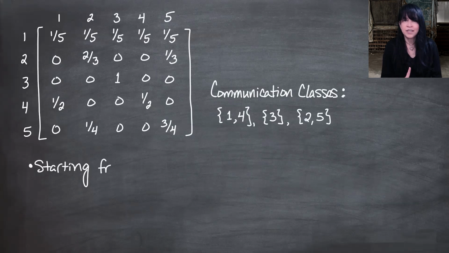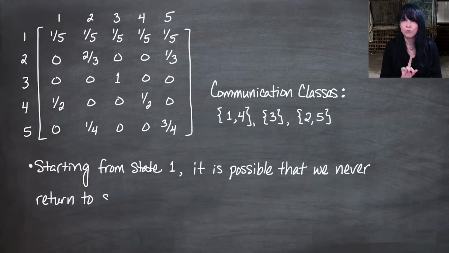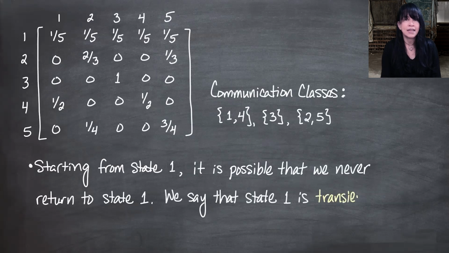So starting from state 1, it's possible we never return to state 1. We could pop out to state 3 and be stuck there. We could pop out to 2 or 5 and be stuck in that class. And we say that state 1 is a transient state. This is a state where you have some positive probability of escaping, never to return again.